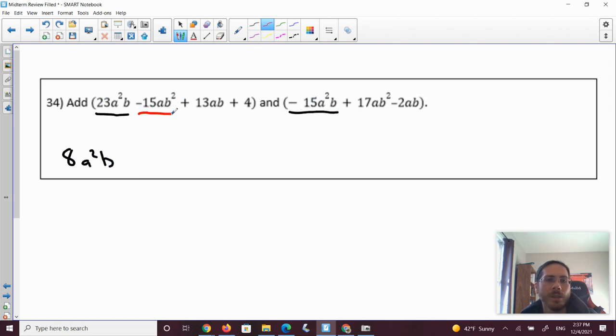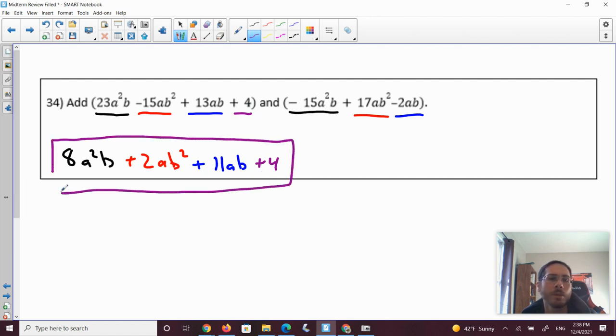We've got ab squared, so negative 15 plus 17 is 2ab squared. 13ab minus 2ab, or plus negative 2ab, is 11ab. And then our regular 4 doesn't really have a partner. So since we're adding, we just say plus 4. And we've combined all of the like terms. That's what we do when we add.